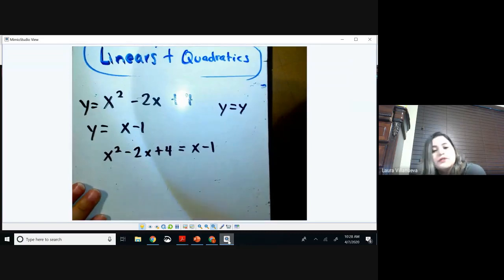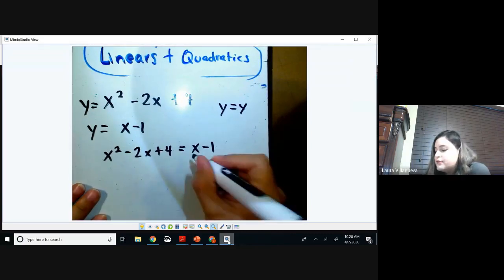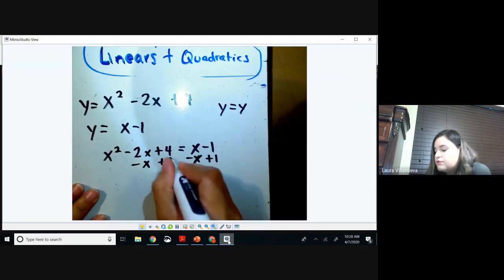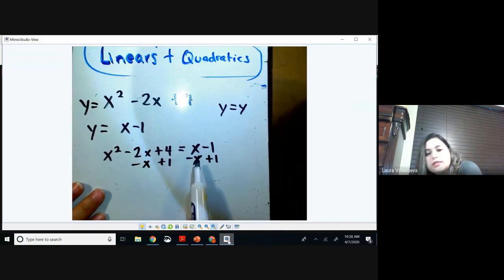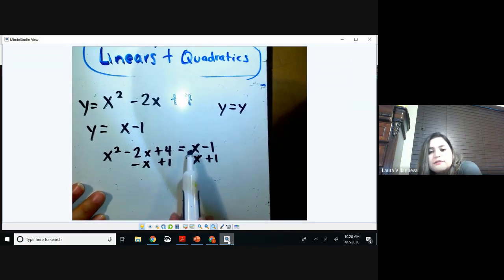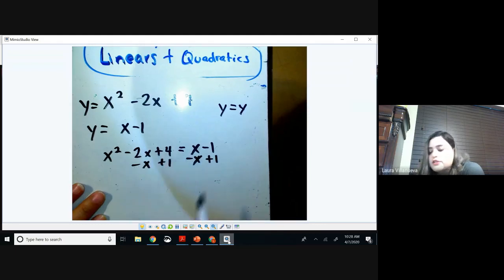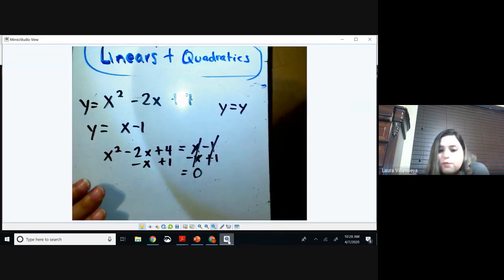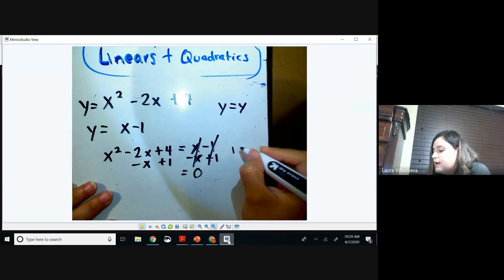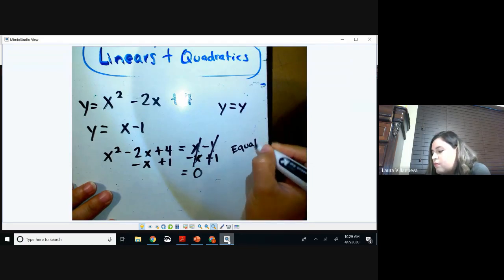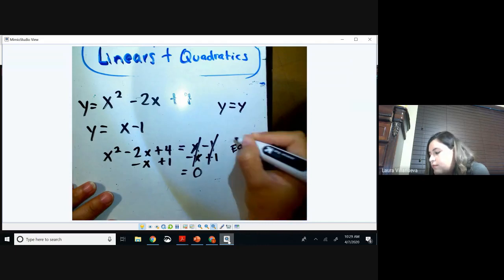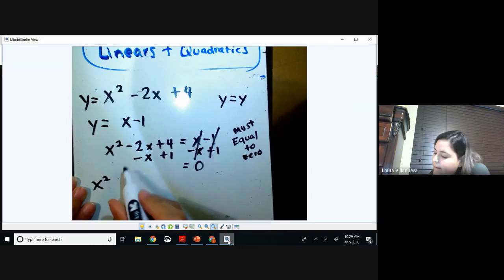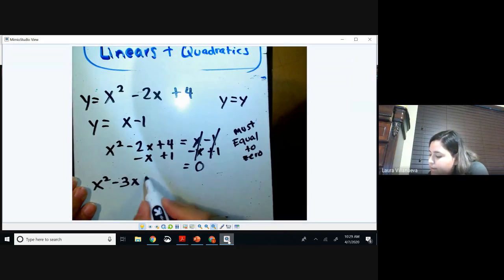And then I'm going to move things around. You want to equal it to 0. So minus x plus 1. What am I doing? I'm changing this one to negative, I'm changing this one to positive. You're doing the opposite and you're putting it with the one that it belongs to. So then this is over here. These are going to cancel. These are going to cancel. So this is 0. The whole point right now is to equal to 0. Remember that. So then right now I'm going to do, okay, x squared minus 3x plus 5.